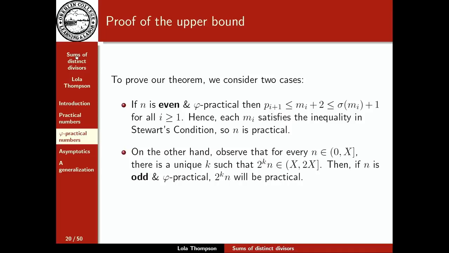OK, on the other hand, let's take the odd phi practicals. Well, we can multiply them by some power of 2 and push them between x and 2x. And it turns out that by multiplying them by some power of 2, we can make them actually practical. And so we can upper bound the number of phi practicals up to x by the number of practical numbers up to 2x. And by Saias, we know that that's going to be at most a constant times x over log x. So the upper bound is pretty straightforward, as you can see.